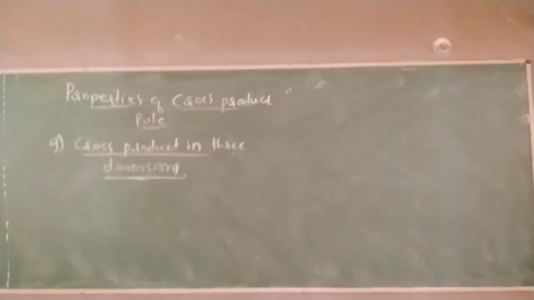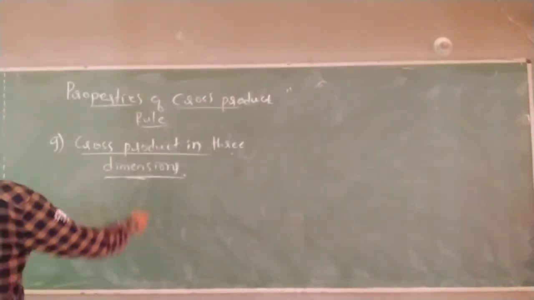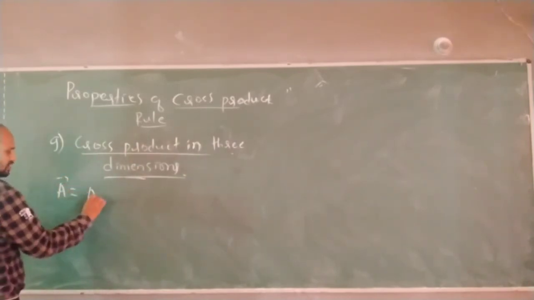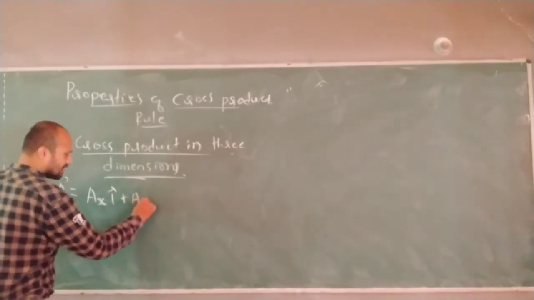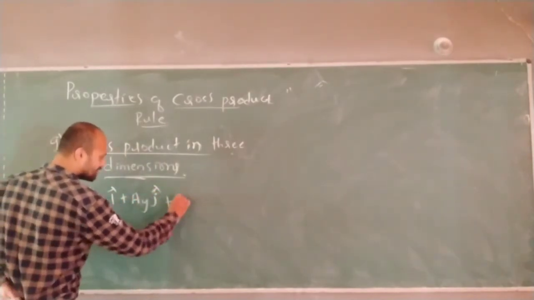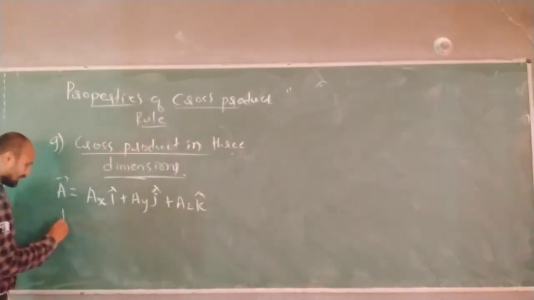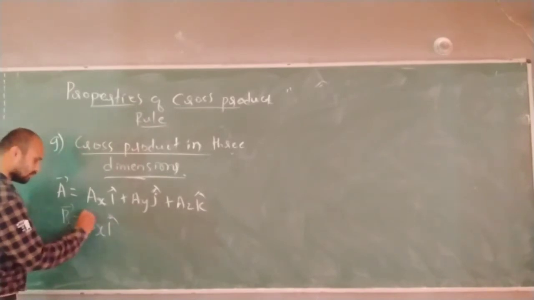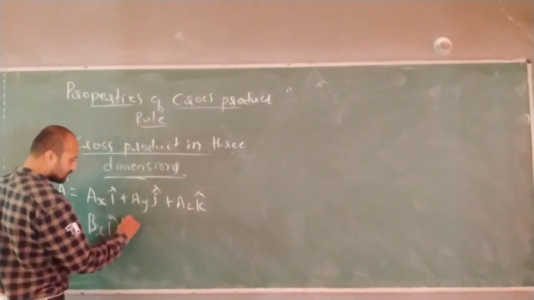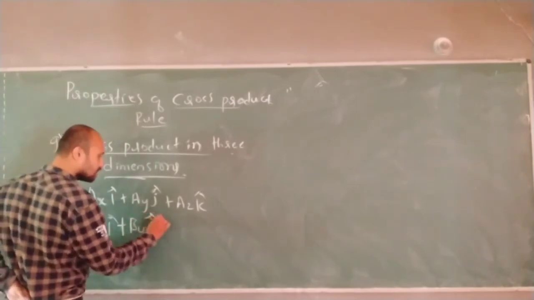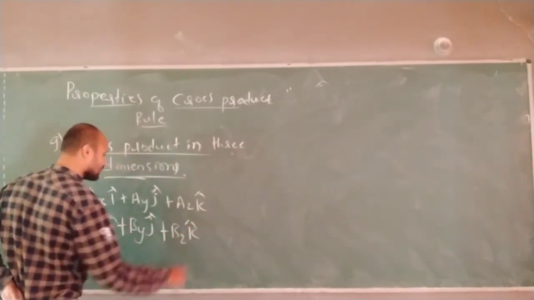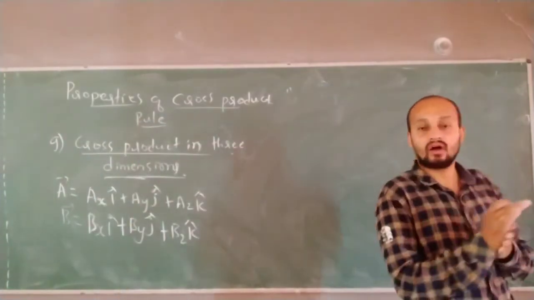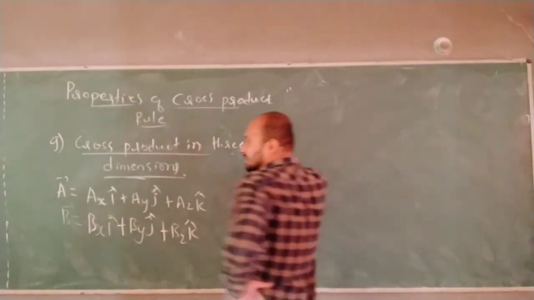So, last property, let us write the cross product in 3 dimensions. How are we going to write it? If vector A is equal to Ax i cap plus Ay j cap plus Az k cap and vector B is equal to Bx i cap plus By j cap plus Bz k cap, what is A cross B? Let us write A cross B.